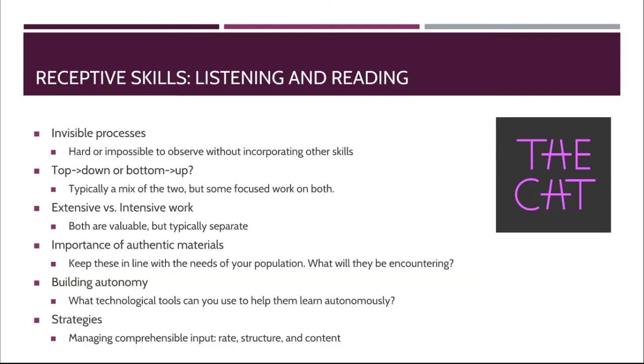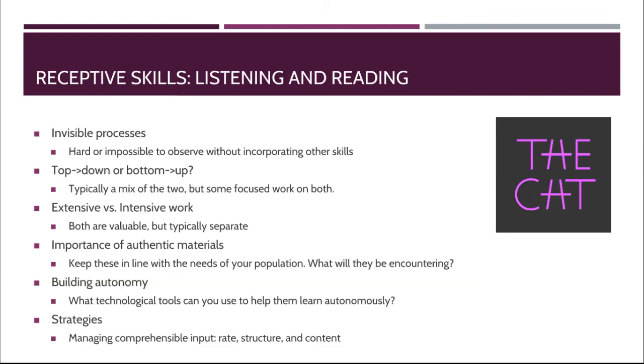For the receptive skills, we also need to think about doing extensive versus intensive work. So extensive would be working with very long texts to get general ideas, versus intensive, which would be looking at very short texts to gain specific information or to do other kinds of more detailed tasks. And when I say texts, that could be a listening text or a reading text. In both cases, it's very important to have authentic materials. We want to have materials that are real English, made for real English using individuals.